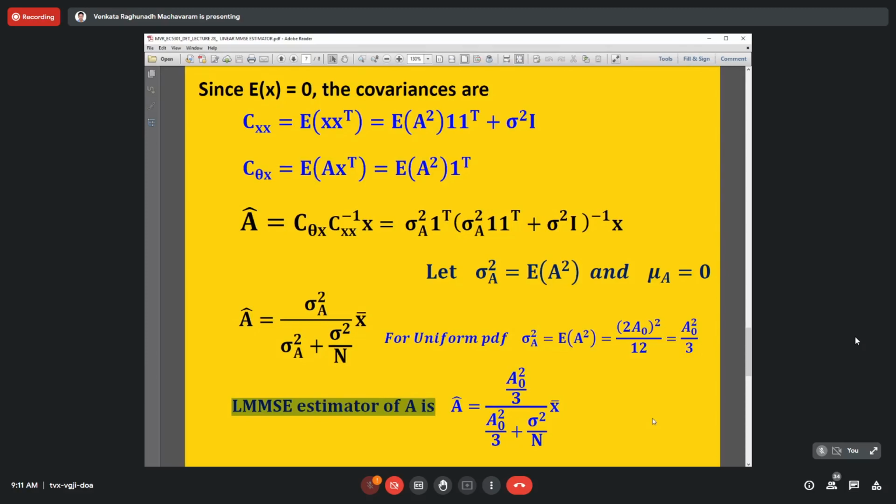If it is ASK with minus A naught and plus A naught as two valid levels, the value of A could be either plus A naught or minus A naught. That means X bar must be converging to either plus A naught or minus A naught. If it is polar signaling, bipolar signal, like PSK, PSK also has two amplitudes, plus A naught and minus A naught. Is this clear to all of you?